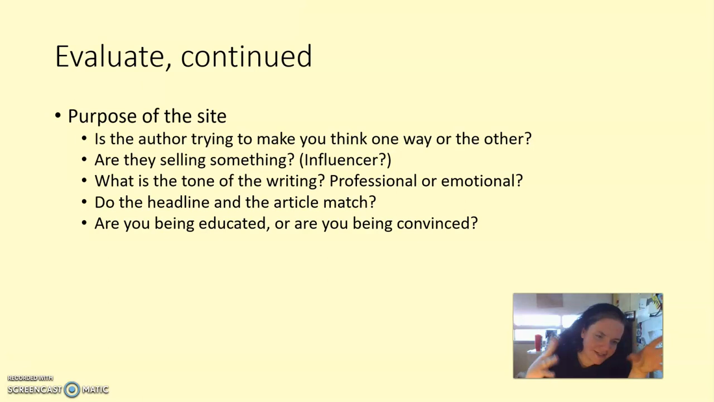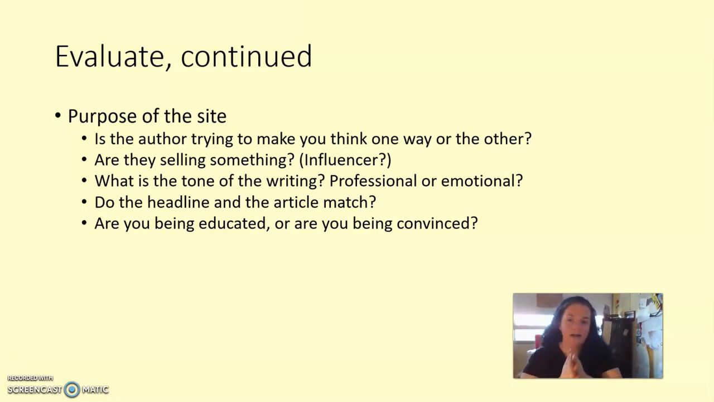All right, next thing to look at is your site. What's the purpose of the site, right? Are they trying to convince you to their side? Are they trying to sell you something? Are they an influencer selling a lifestyle brand? Anyway, gross. But what's the tone of the writing? Is it really professional? Is it intellectual?